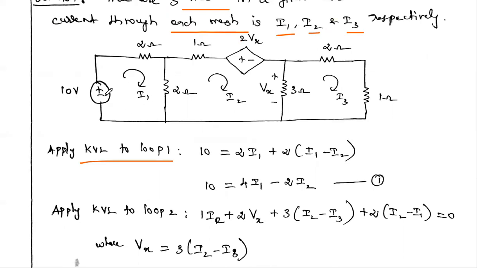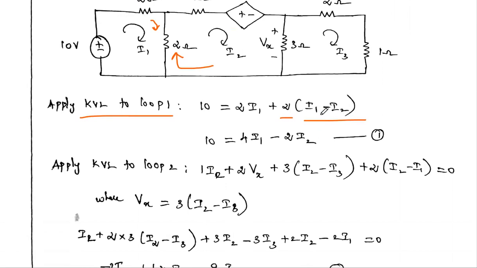If you are writing the KVL equation, you see 10 equals 2 into I1 plus, this 2 ohm resistor is common for loop 1 and loop 2. I1 is flowing in this direction and I2 is flowing in this direction, so both I1 and I2 flow through this 2 ohm resistor in opposite directions. That's why the voltage drop across this 2 ohm resistor is 2 into (I1 minus I2). Collecting the I1 and I2 terms, we get 10 equals 4I1 minus 2I2. This is equation number 1.